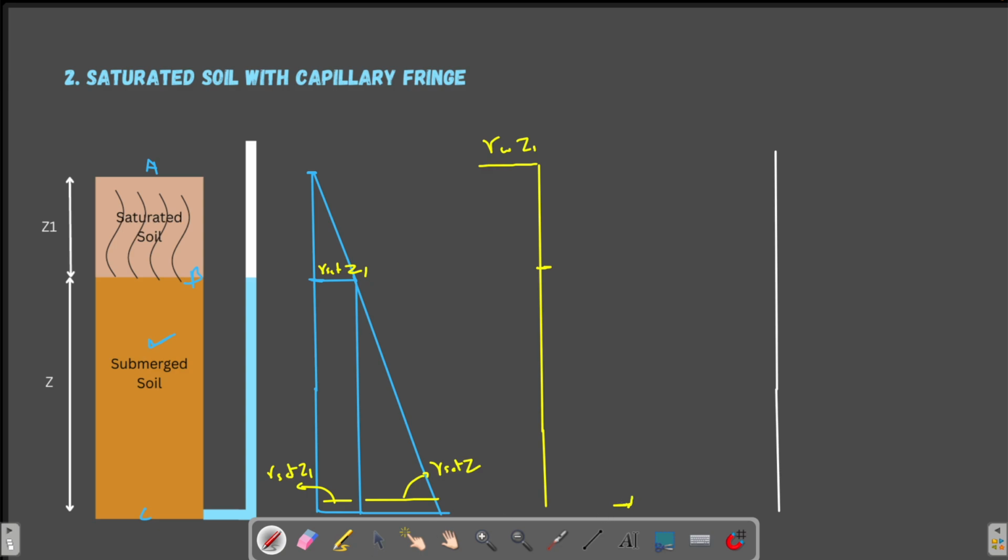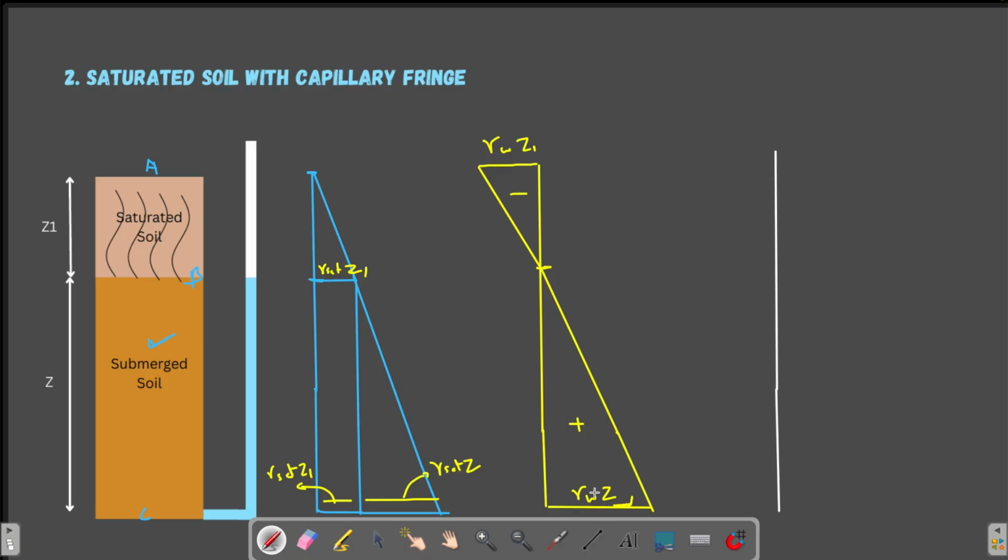So let's draw the pore water pressure diagram. If you are having any confusion, kindly go through my lecture on capillarity. You will understand this much better, the link of which we will get in the description box. This is gamma W into Z1 and it is negative, and this one is gamma W into Z. It is positive.